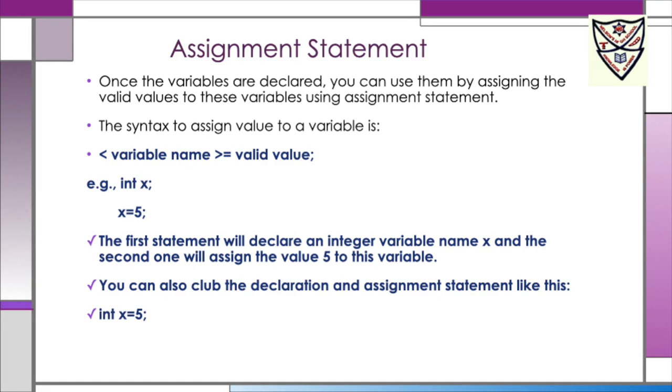Here we have the assignment statement. Once the variables are declared, you can use them by assigning valid values to these variables using the assignment statement. The syntax to assign a value to a variable is as follows. The first statement will declare the integer variable named x, and the second one will assign the value of 5 to this variable, as you can see in the example. You can also club the declaration and assignment statement like this: int x equals to 5.